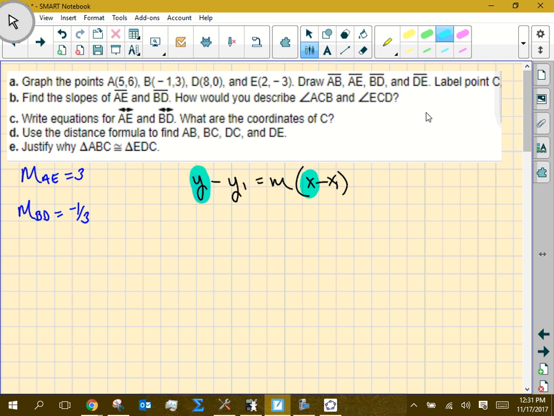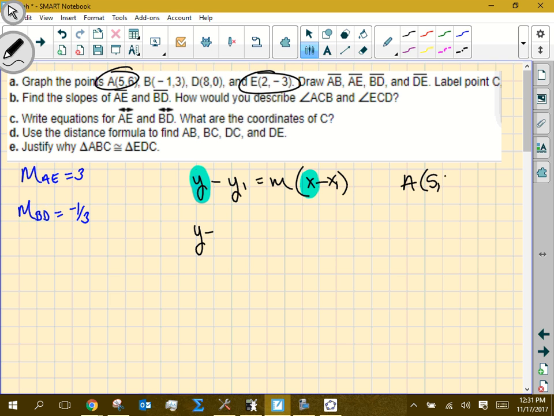So from our problem, we know A is a point that is on AE, on that segment, and E is also a point on that segment. So when I start plugging stuff into this formula, y stays y. Now y1 comes from one of these ordered pairs. Okay? So let's just use A. We'll go 5, 6. So y1 is the y value that came from A, so I'll put 6. My slope m, we said, was 3.